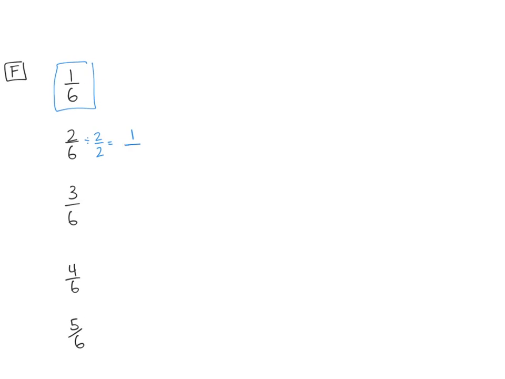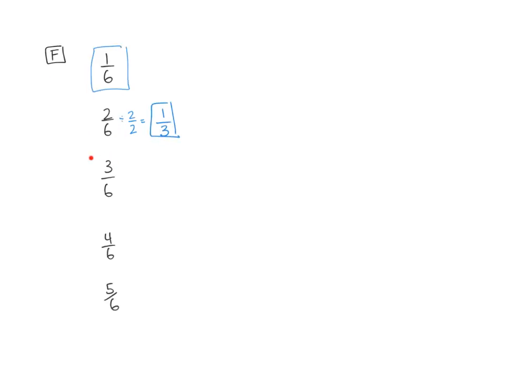Question F asks us to write 1/6, 2/6, 3/6, 4/6, and 5/6 in simplest form. Can I divide 1 and 6 by anything? Because I can't divide them by any number other than 1, it is already in simplest terms. Now I'm going to look at 2/6. Can I divide 2 and 6 by any number other than 1? I can divide them both by 2, as long as I divide the top and bottom by the same thing. 2 divided by 2 is 1, and 6 divided by 2 is 3. So in simplest terms, this would be 1/3.